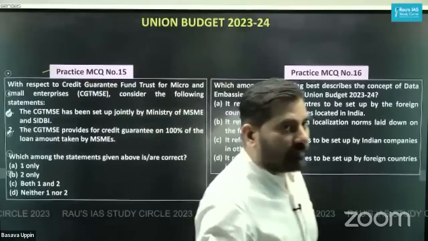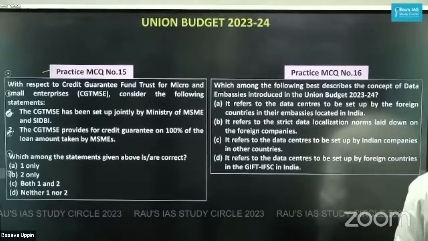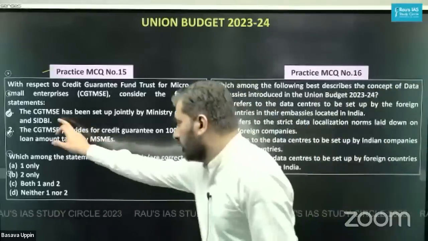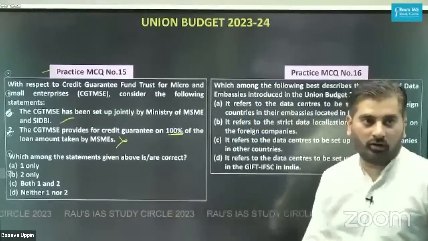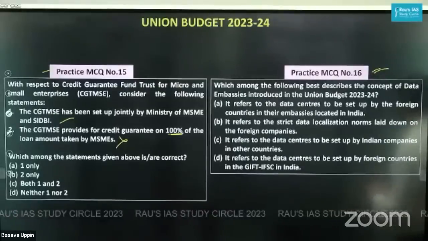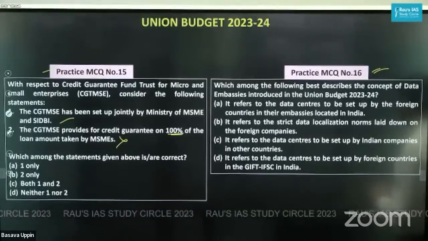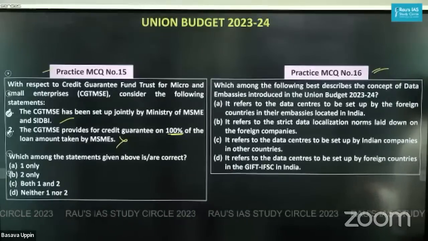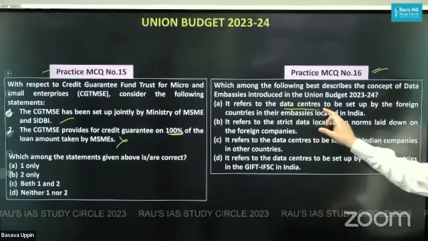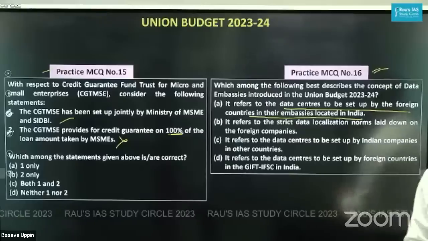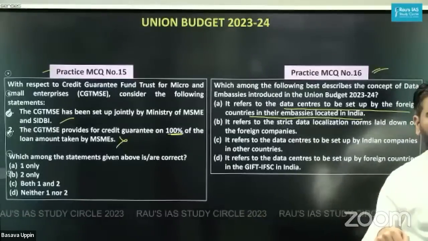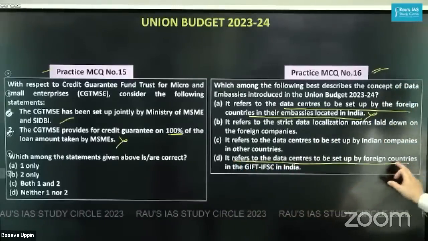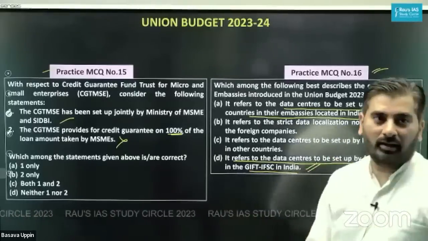Practice MCQ number 15. Answer is A. B is incorrect because it does not give a guarantee on 100% of the loan amount. Practice MCQ number 16. Look at the first option. It refers to data centers set up by foreign countries in their embassies located in India. Are they going to set up data centers in their embassies? They're not going to set up the data embassies in India, right? Look at option D. It refers to data centers set up by foreign countries in the GIFT IFSC in India, which is actually correct.